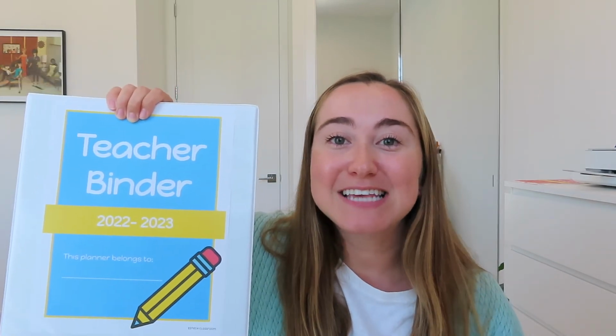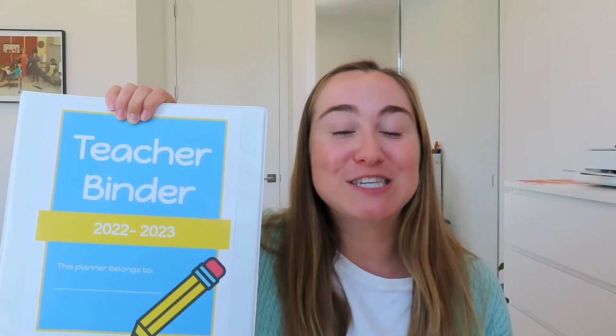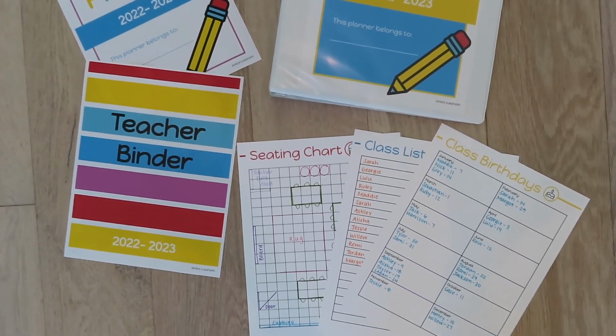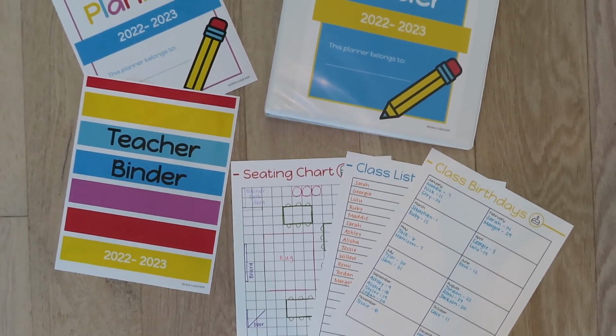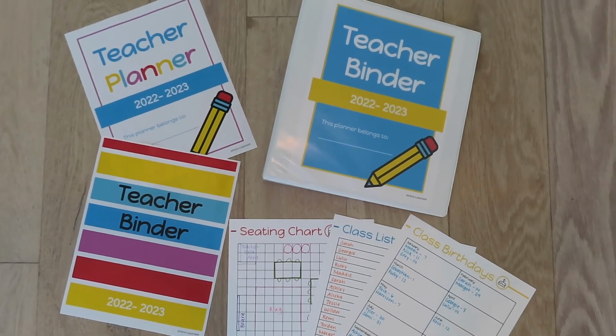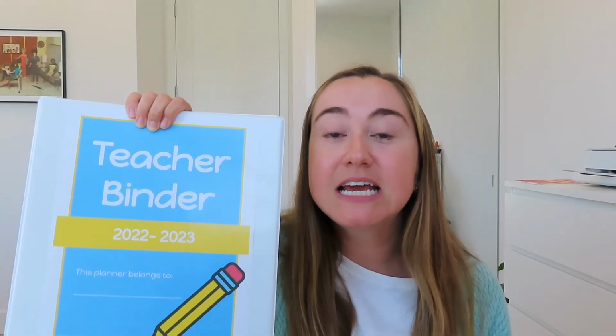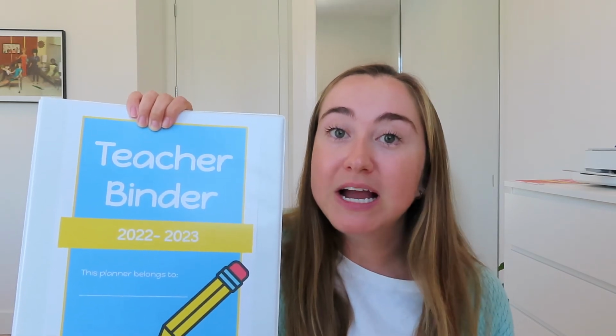The next back to school essential on my list is my teacher binder. This has everything you could possibly need. It is customizable. It's great for staying organized. It has a bunch of different classroom forms in it, from keeping track of field trip forms, class lists, medical information about students, passwords. Everything you could possibly need is included in this teacher binder.